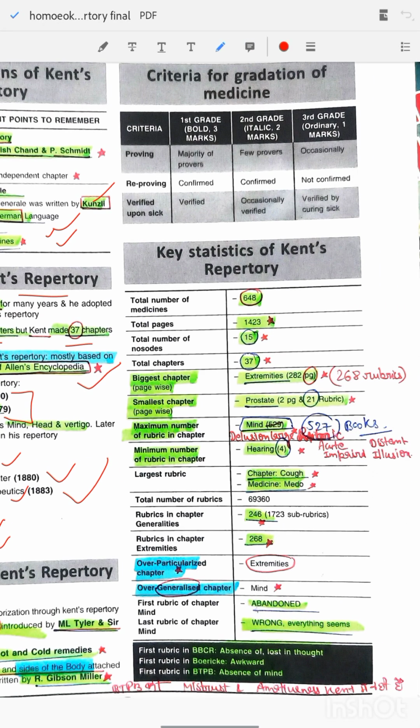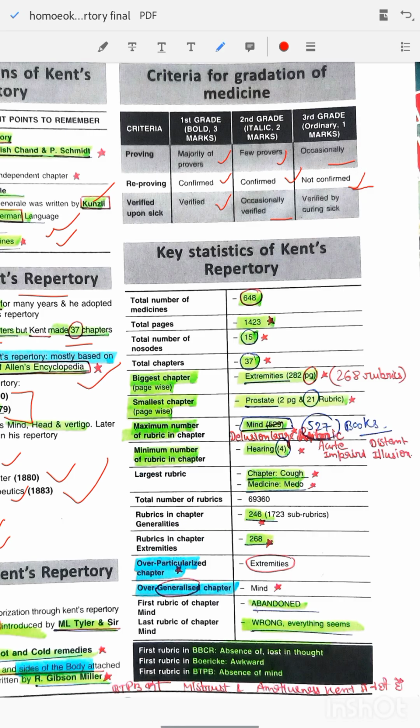If we talk about criteria for gradation of medicine, first grade was given to medicines proved by the majority of provers. It was confirmed in reproving and also verified upon the sick. Second grade was given to few provers. It was confirmed by reproving but occasionally verified on the sick. Third grade was occasionally seen in proving, not confirmed in reproving, and it was verified by curing the sick only.